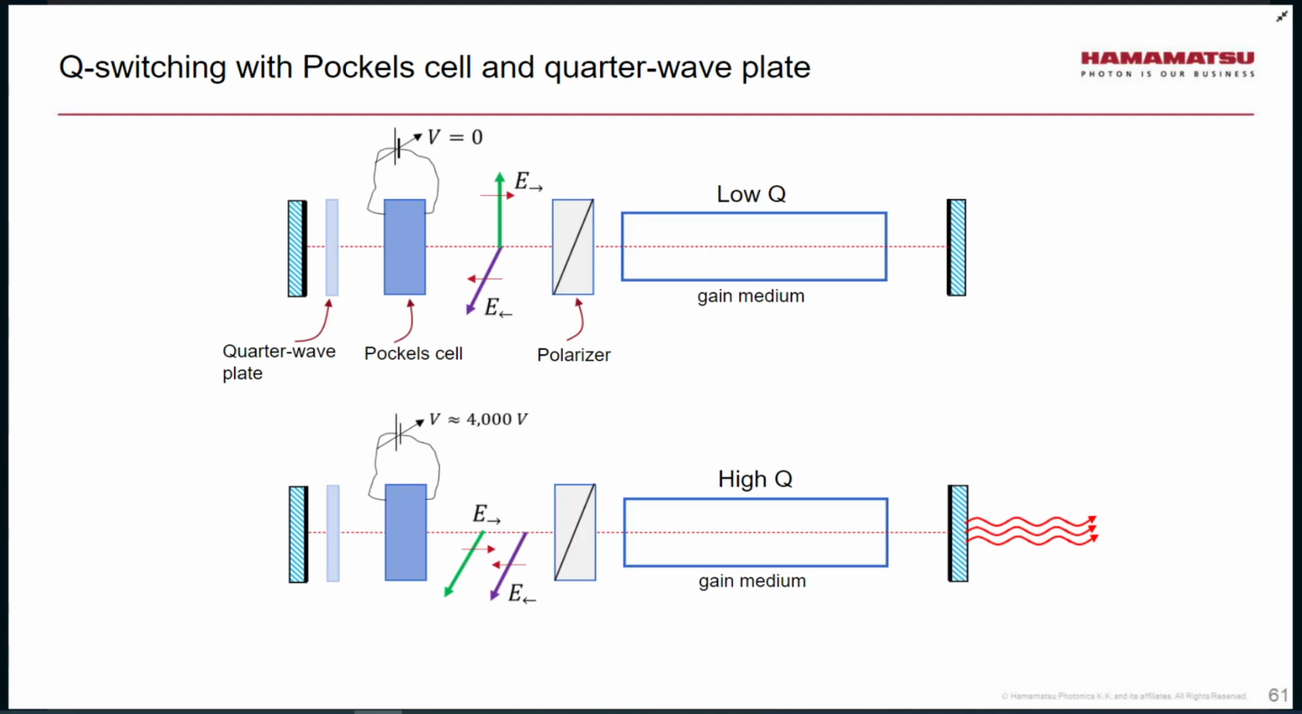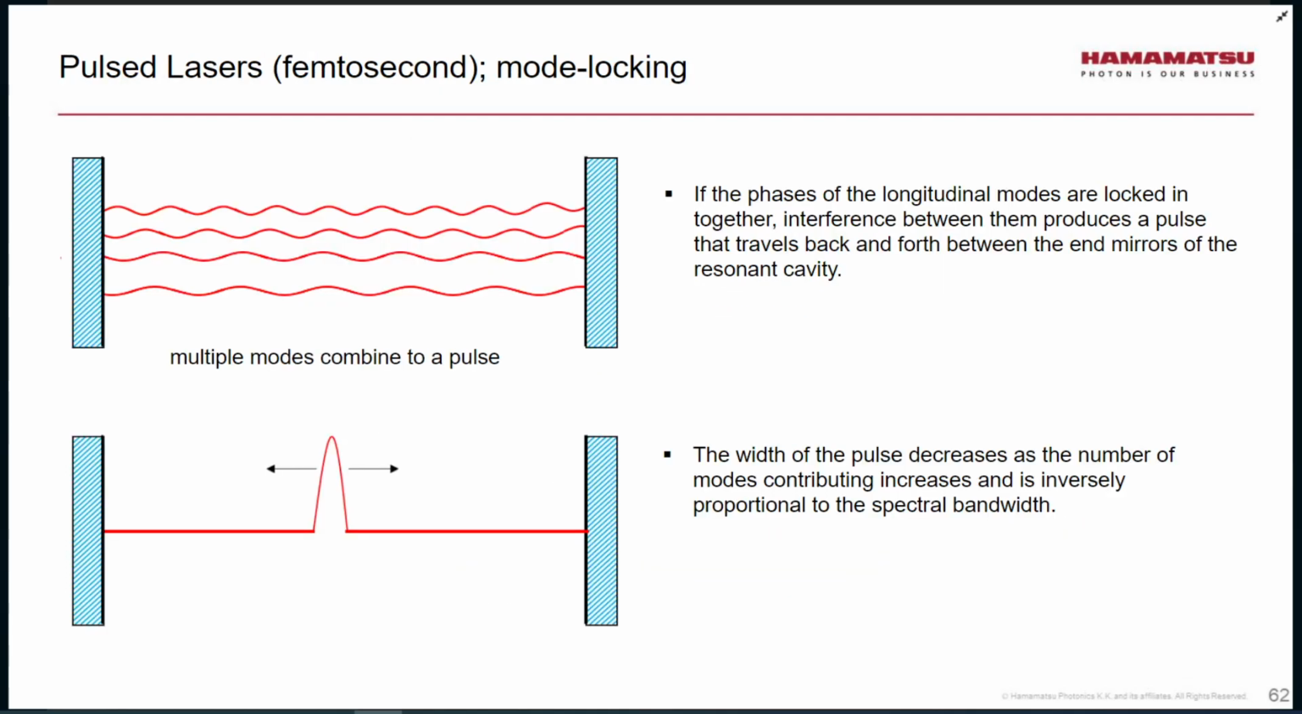of light, a very common device in optical labs. So this is what we mean by Q switching. You can have a pulse emission. And the final concept I'd like to review briefly, very briefly, is femtosecond laser with the mode locking.